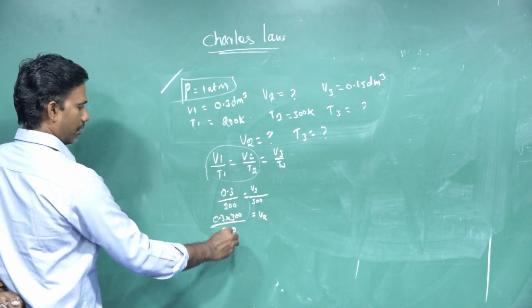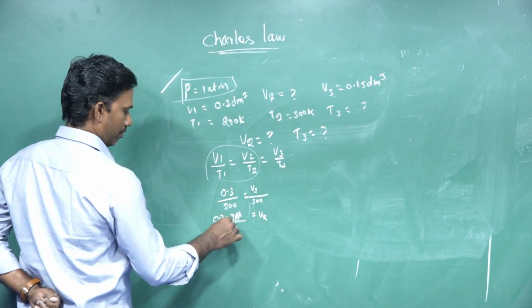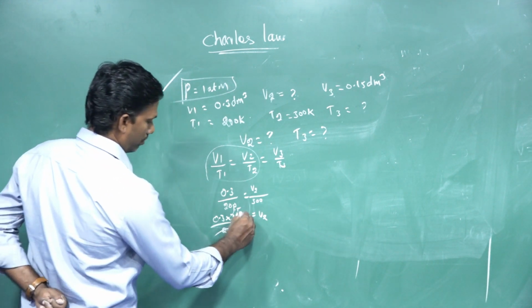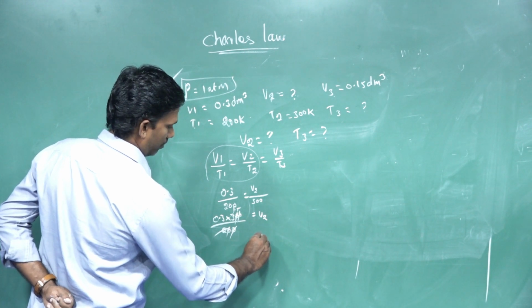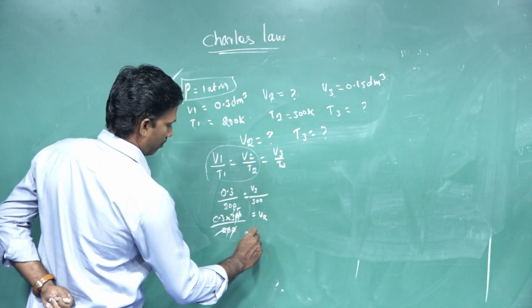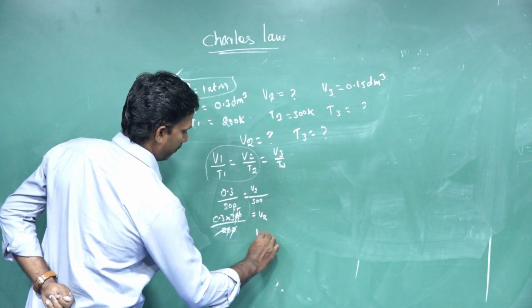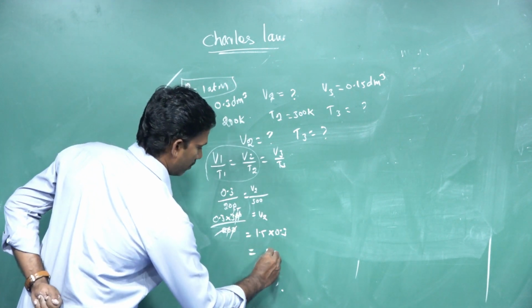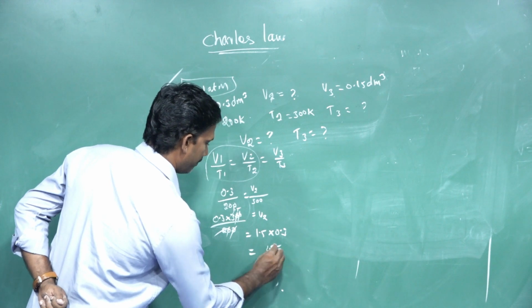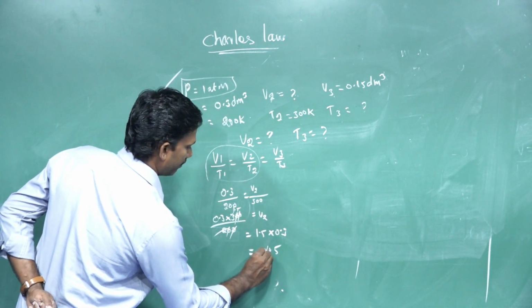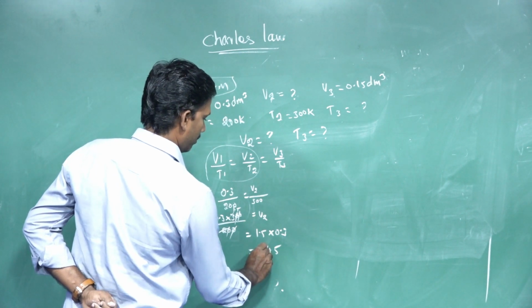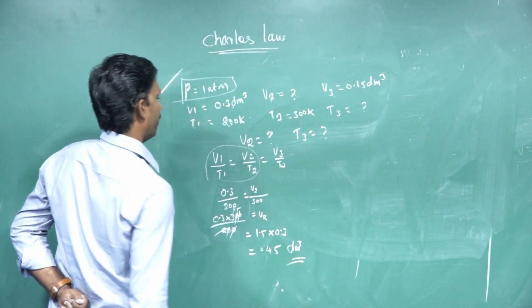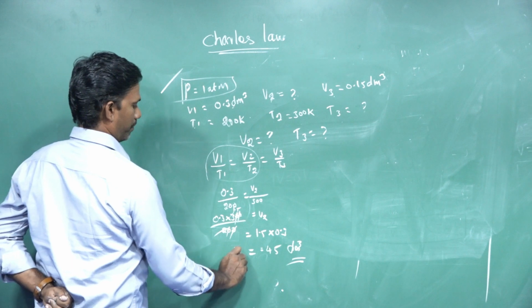That gives 1.5. 1.5 into 0.3, then the V2 value will be 0.45, with the unit decimeter cube. Now we got the solution for V2.